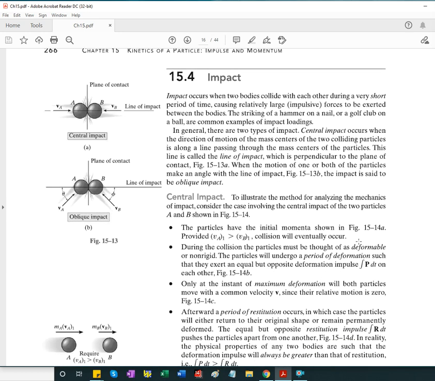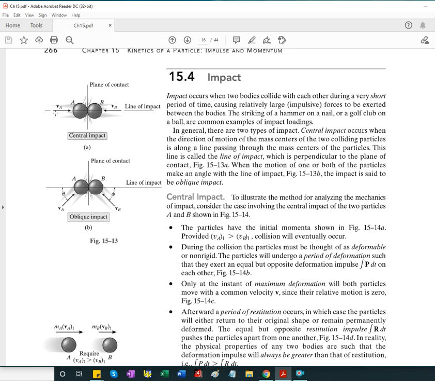Impact. It's a class of problems where the momentum conservation is very useful for solving them. So again, impact, where you have two particles traveling towards each other, or they can travel at an angle. This is called oblique impact. So usually you're given the velocities before impact of the two particles, and if it's an oblique impact, you're also given the angle, and you want to know what is the velocity after impact.